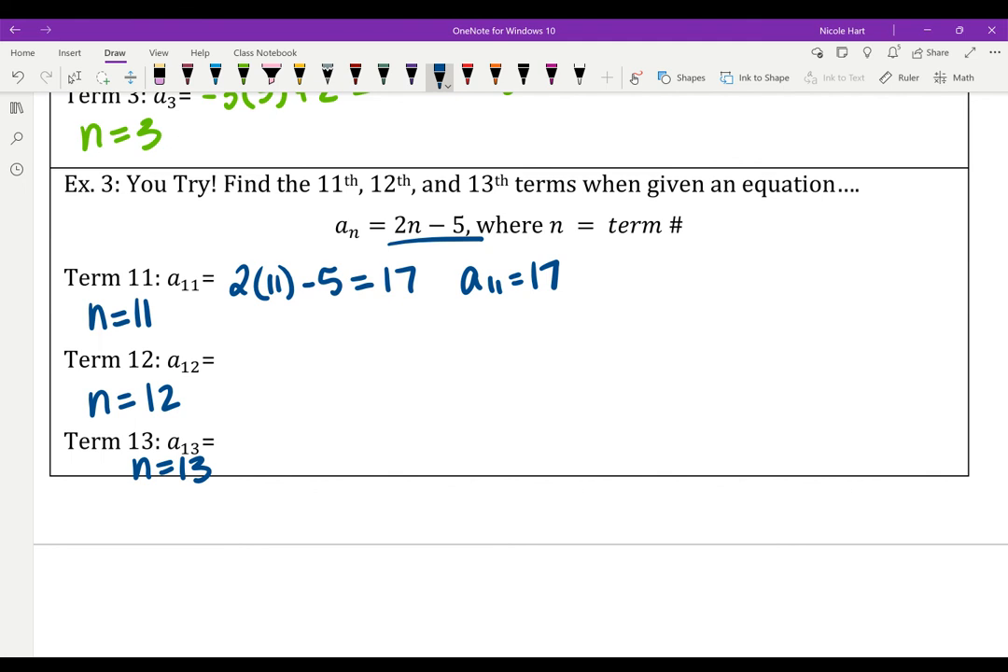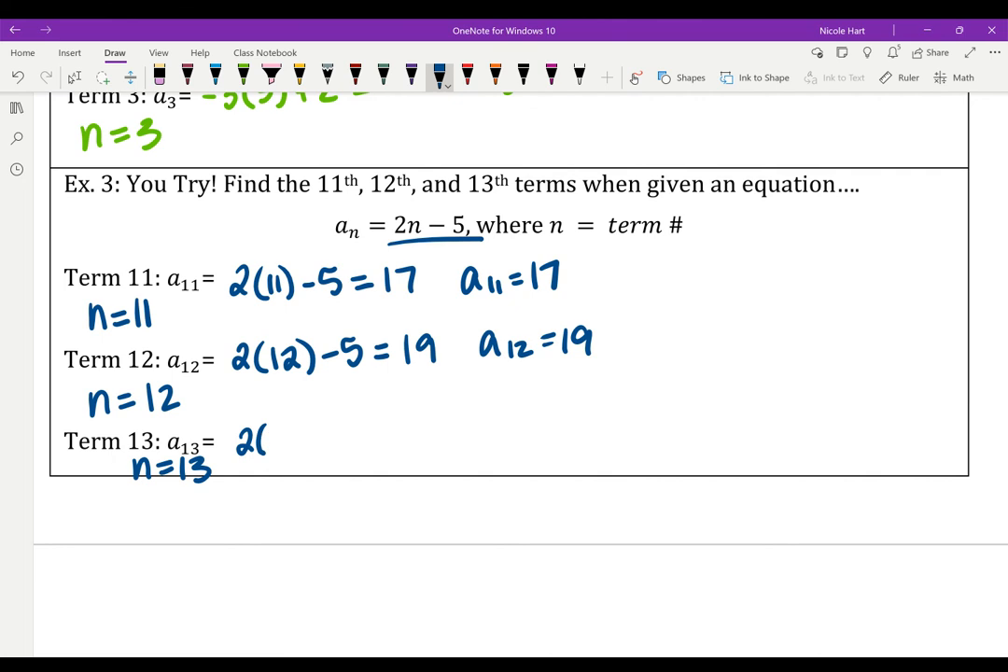When we are looking for our 12th term, we plug in 12. 2 times 12 minus 5. 2 times 12 is 24. 24 minus 5 gives us 19. So a sub 12 is 19.